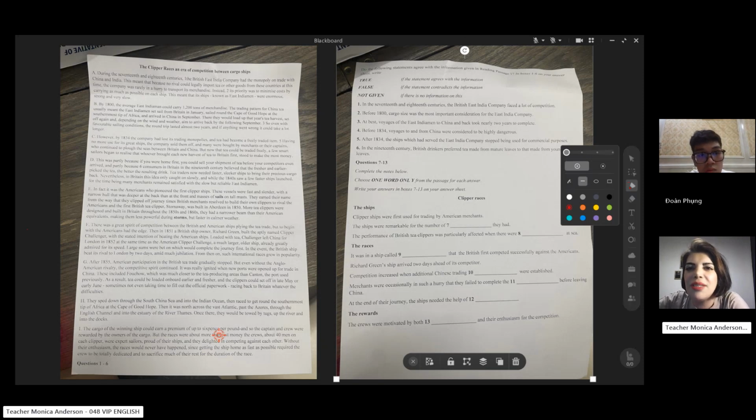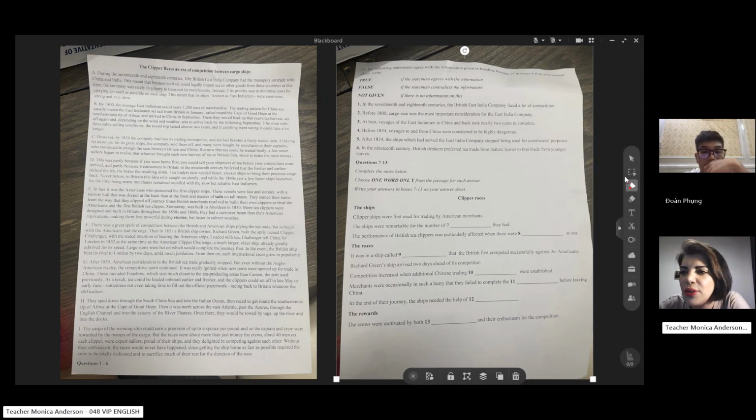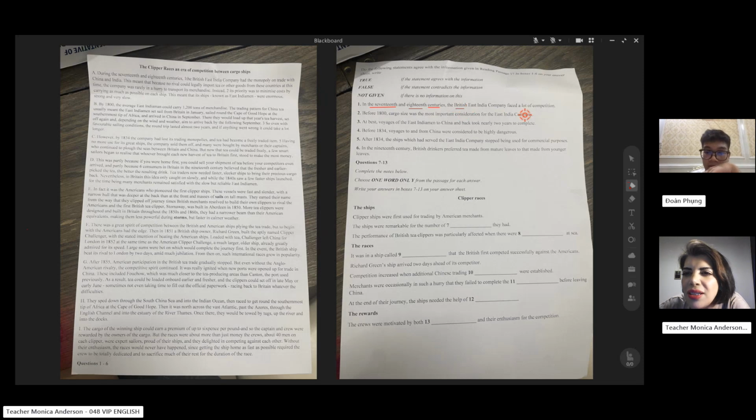Do the following statements agree with the information given in Reading Passage 1? In boxes 1 to 6 on your answer sheet, write true, false, not given. So, first of all, 17th and 18th centuries, British, competition. B4. Cargo size was most important consideration for East India.